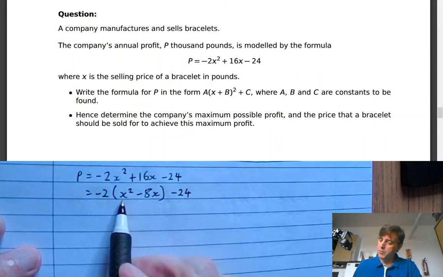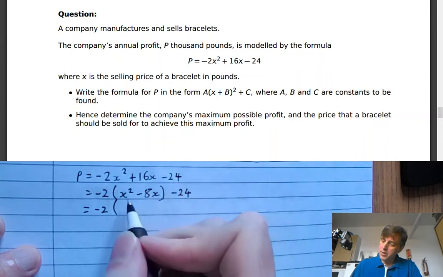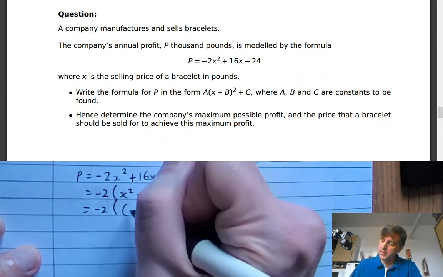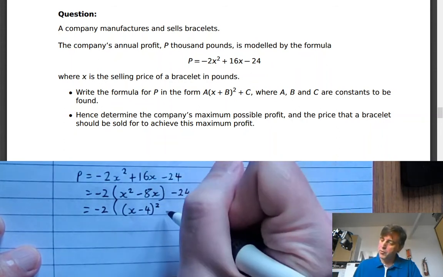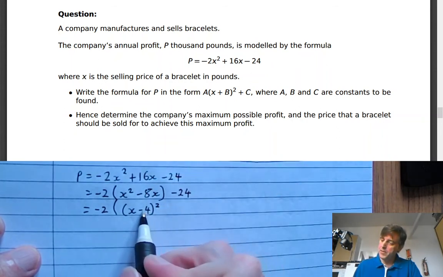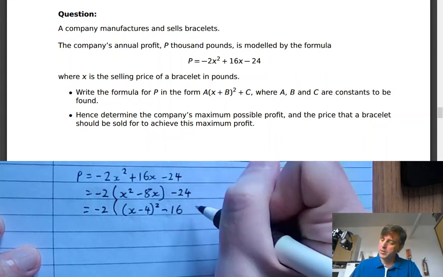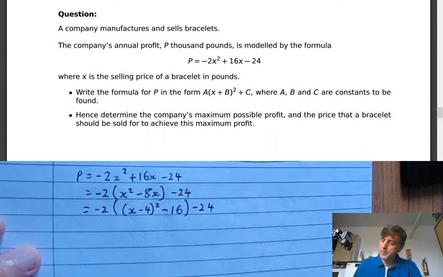Okay, inside the bracket here, we now need to do the completing the square. So we've got this coefficient of x here, which is -8. Divide that by 2. That's the number that goes inside here. And then subtract away the square of the number we've just written down. So the square of -4 is +16. Subtract away 16. The -24 is still here.